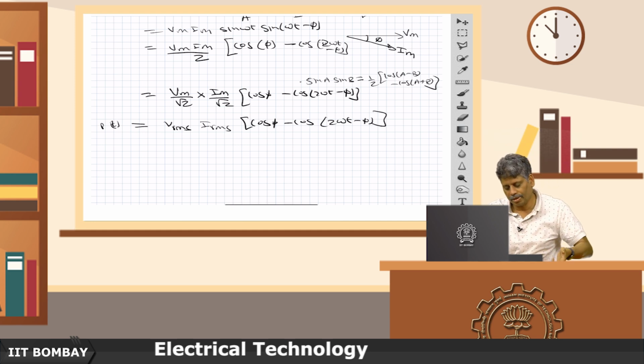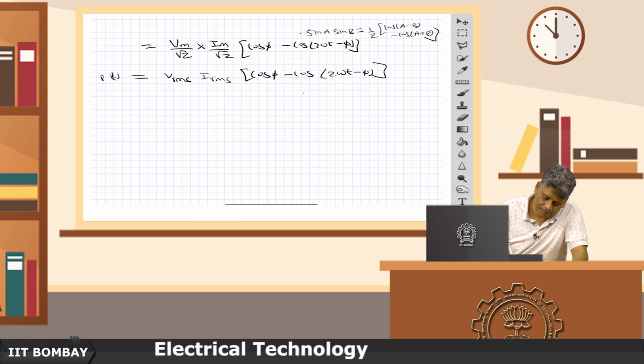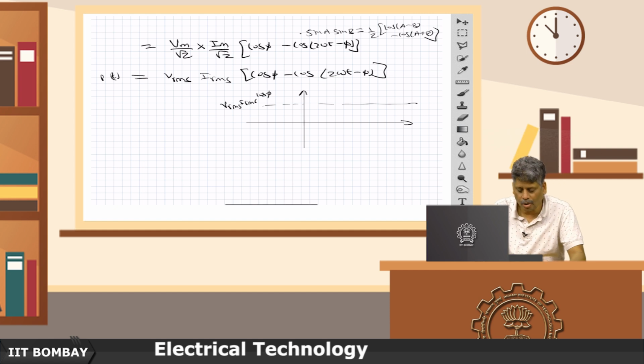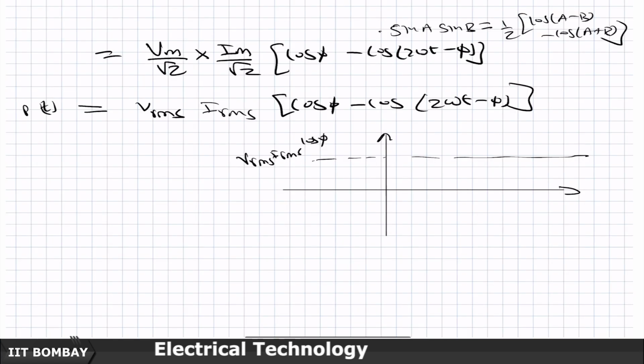Now, something interesting comes out of this. If you want to sketch this, it has an average value of Vrms Irms cos of phi, and then a double frequency oscillatory component, which is of 2 omega t, double frequency because of this term 2 omega which is coming with respect to it.